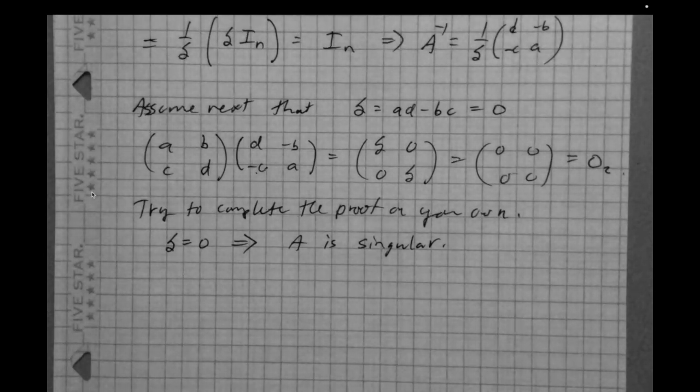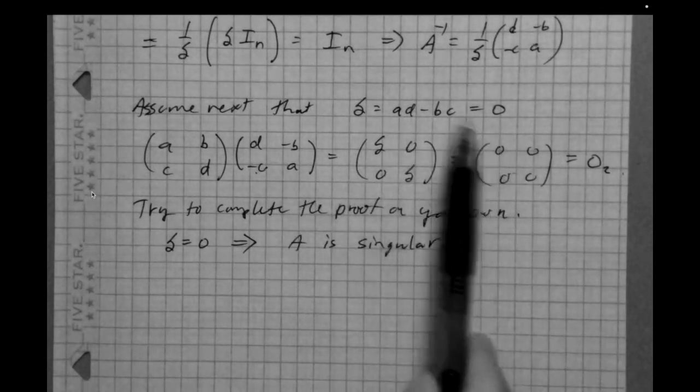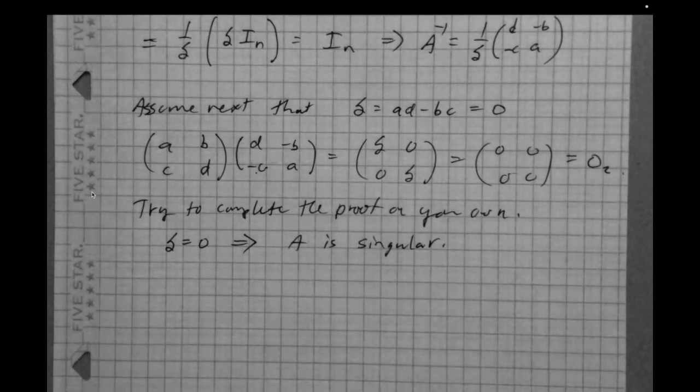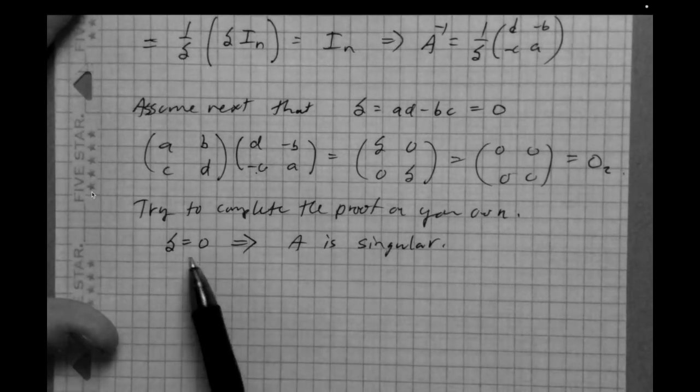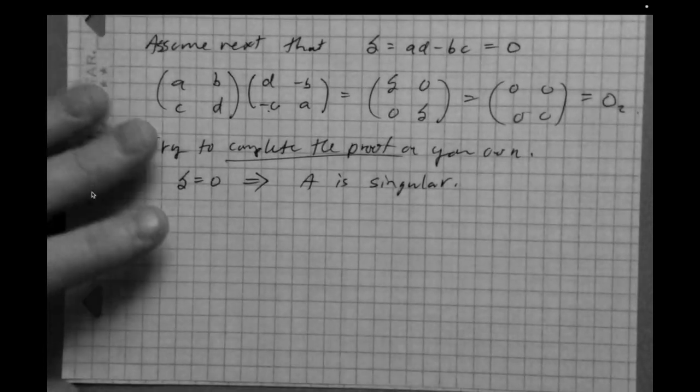But what we've shown is just that this form of the inverse here does not produce the identity matrix if delta is equal to 0. Additionally, you couldn't divide by 0, so 1 over delta is not going to work out. 1 over 0 doesn't work. So this is kind of undefined also. But see if you can complete the proof on your own. Okay. Excellent.